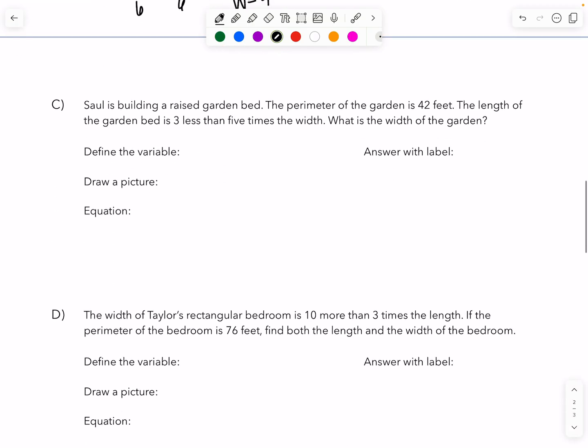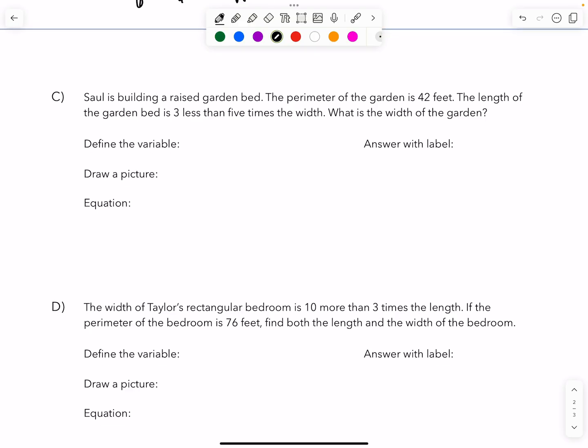All right, going to example C. Saw is building a raised garden bed. The perimeter of the garden bed is 42 feet. The length of the garden bed is 3 less than 5 times the width. What is the width of the garden bed? Okay, again, tells me right here, what is the width? Okay, so that is what I'm searching for.